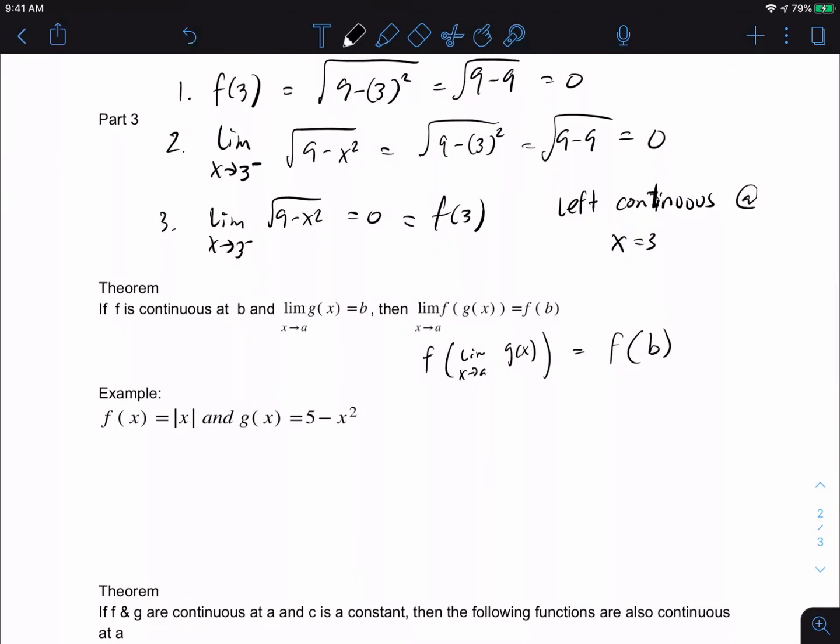Okay, so let's say that we have this example right here, f of x is equal to the absolute value of x, and g of x is equal to 5 minus x squared. And I say, all right, let's call our a 3. Okay. So I'm going to do: what is the limit as x approaches 3 of f of g of x.